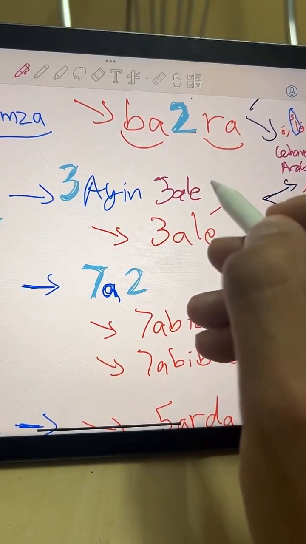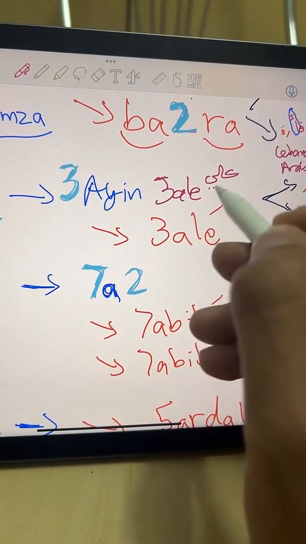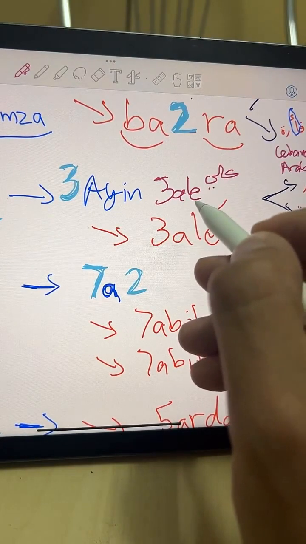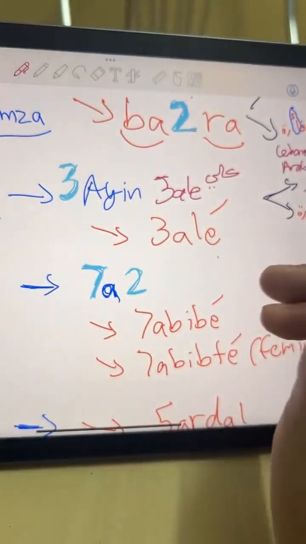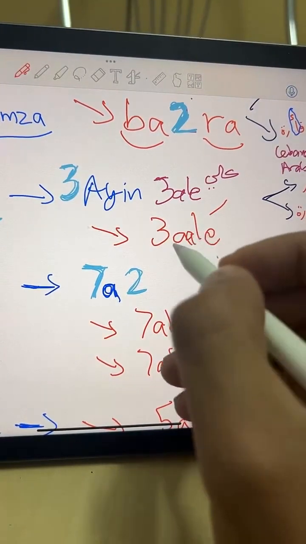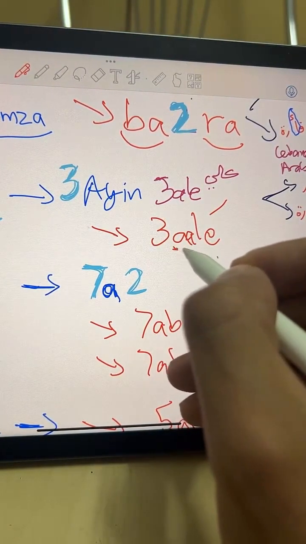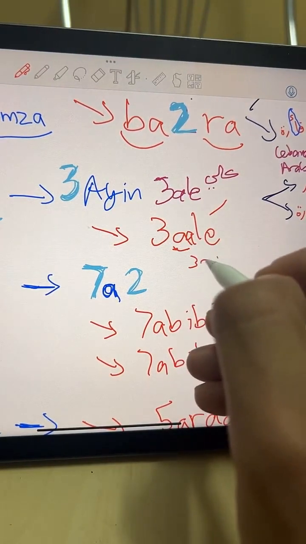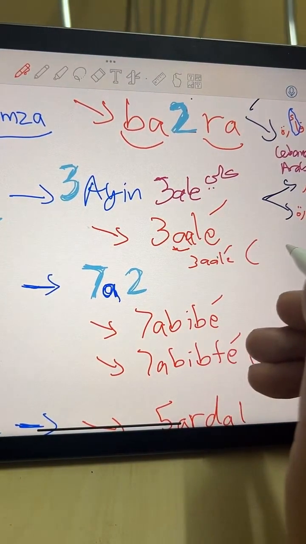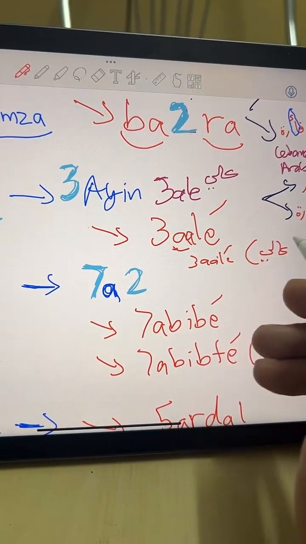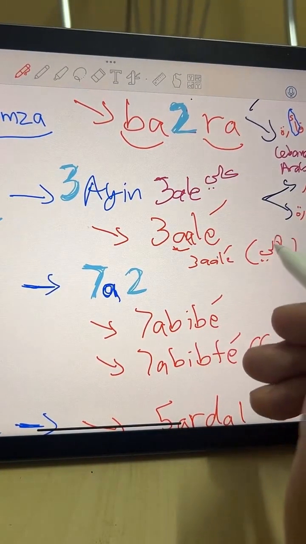So in Lebanese, Ali, we pronounce it as Ali. But this one, you put another A to prolong the vowel, the first vowel. So make it longer. It becomes Ali. And it becomes like this. So you see, the only thing that changed is the addition of the alif.